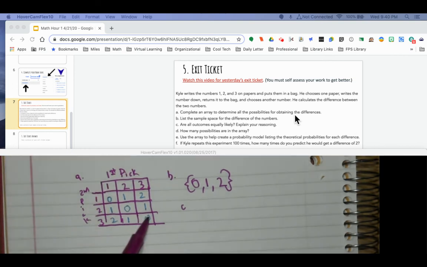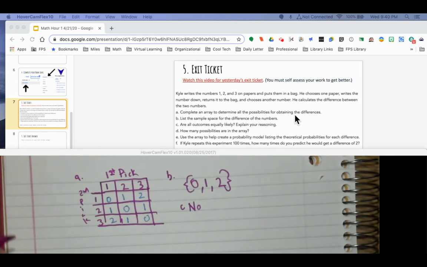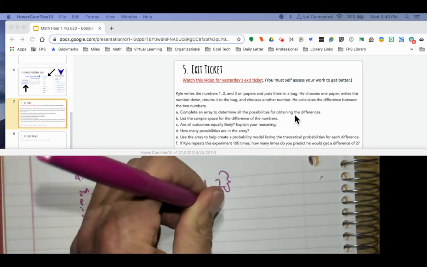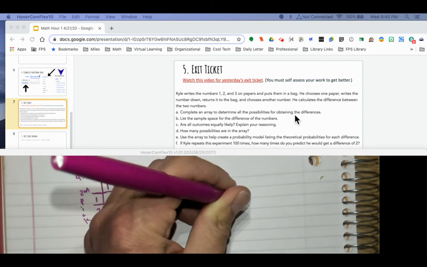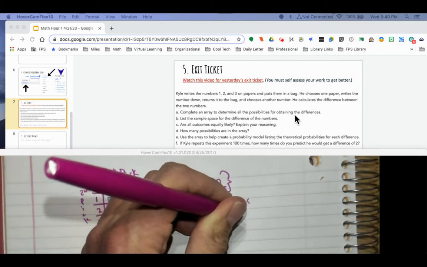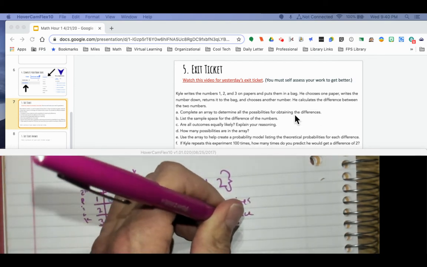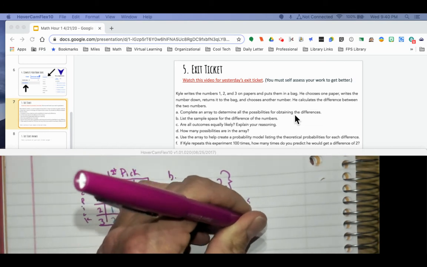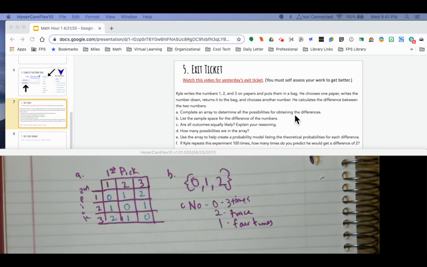There's 1, 2, 3 zeros, there's 2 twos, 2, 2, and there's 4 ones. So no. 0 is 3 times. 2 is twice. And 1 is 4 times. That is definitely not equal.